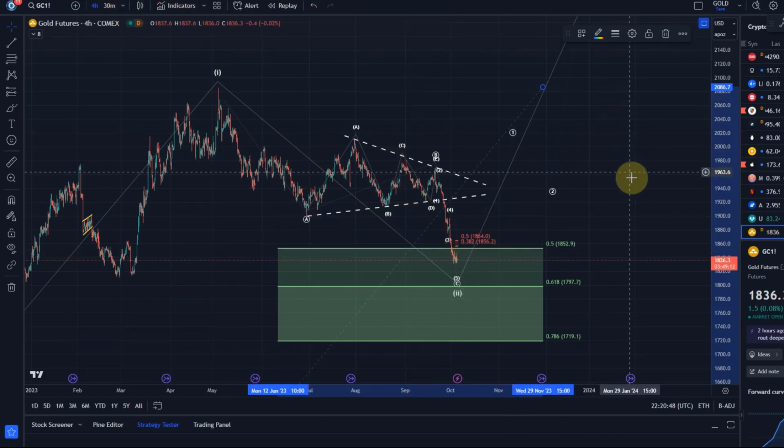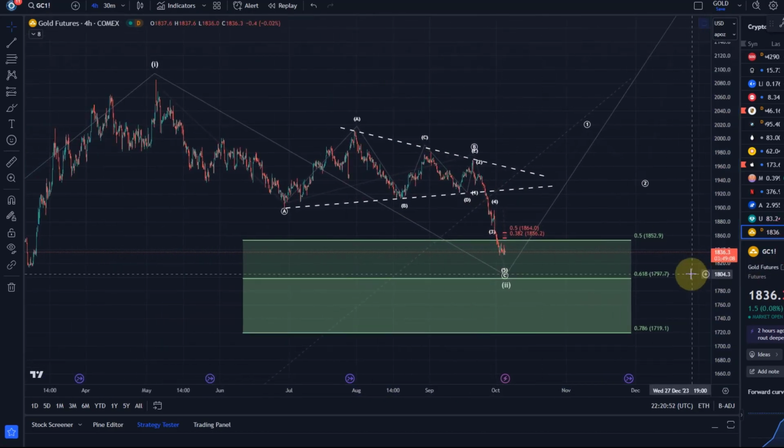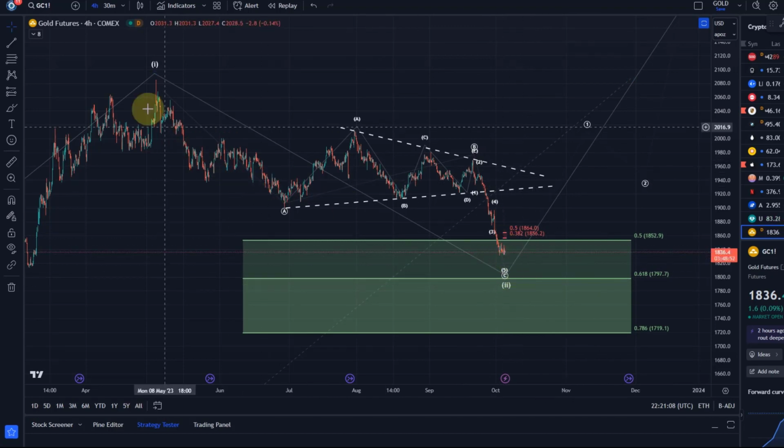Looking at this move to the downside, it is likely that we're now in the C wave. We can use the Fibonacci retracements between 1853 and 1719 for potential support. 1798 is the next target to the downside, the next level. It doesn't need to get there, but it's certainly a level to watch.